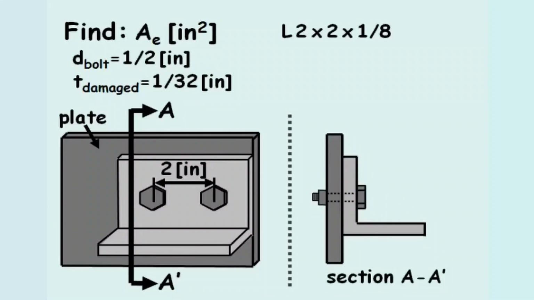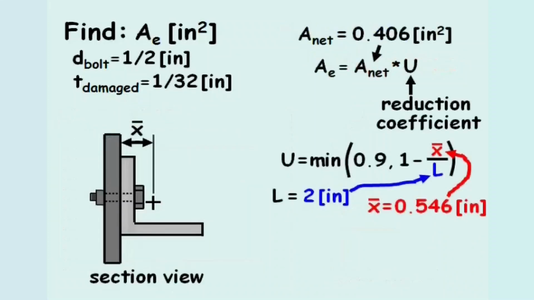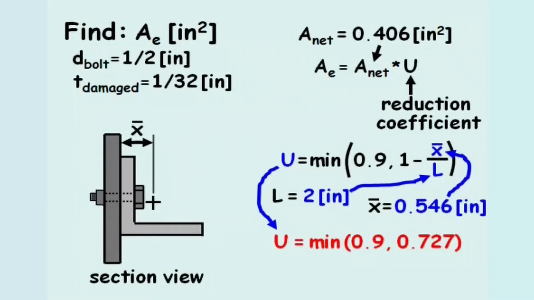we can identify the value of x bar as the distance between the centroid of the beam and the plane of connection, which for a 2 by 2 by 1/8 beam equals 0.546 inches. Therefore, after plugging in the values for x bar and the length L, the reduction coefficient is the smaller of 0.9 and 0.727, which equals 0.727.